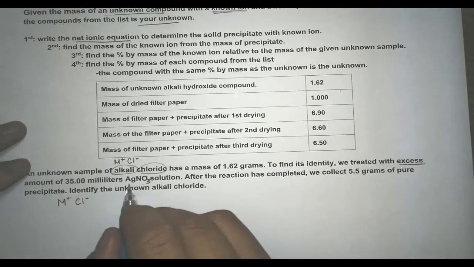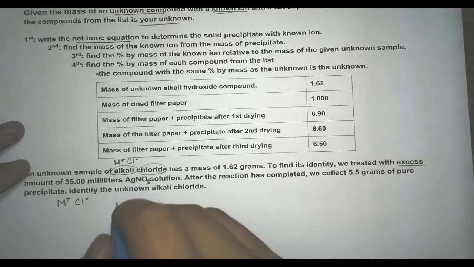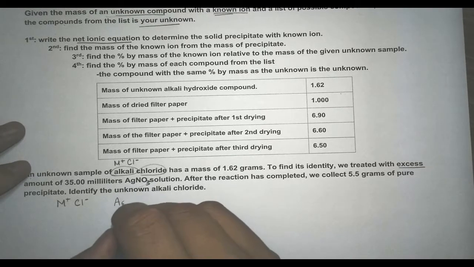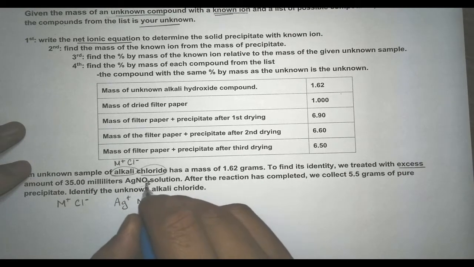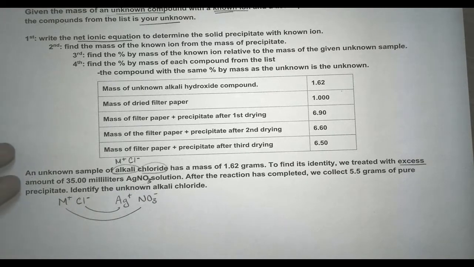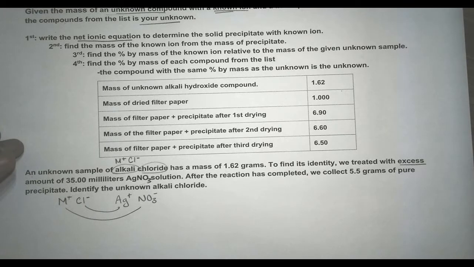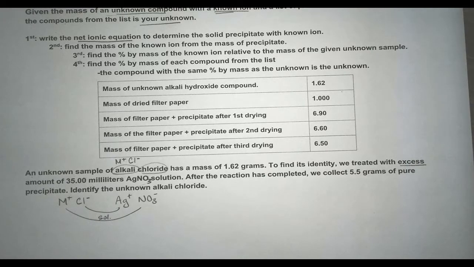And here we have silver nitrate. Any compound that has nitrate will be soluble. So in this case, we have Ag+ and NO3−. Notice how I forgot the 3 there. We know that they are going to exchange ions and make compounds. First of all, the metal ion is going to be soluble, so it becomes a spectator ion.